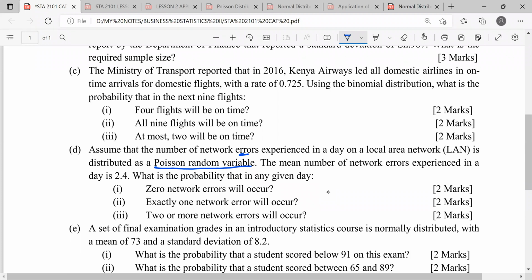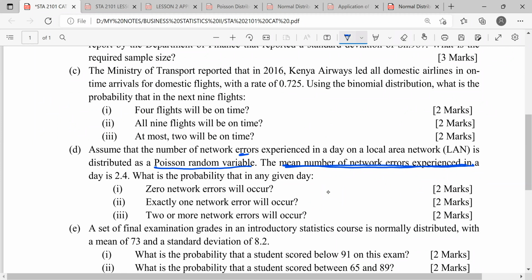And then you are told the mean number of errors experienced in a given day is 2.4. Then the question is, what is the probability that in a given day there are 0 network errors, or there is exactly 1 network error, or number 3, 2 or more errors occur in a given day?